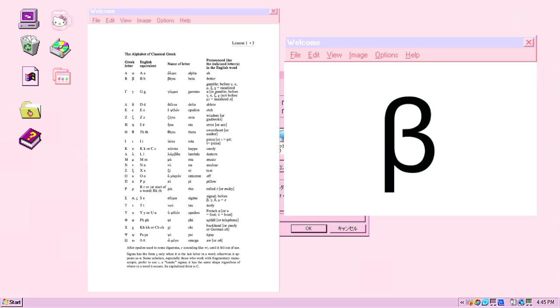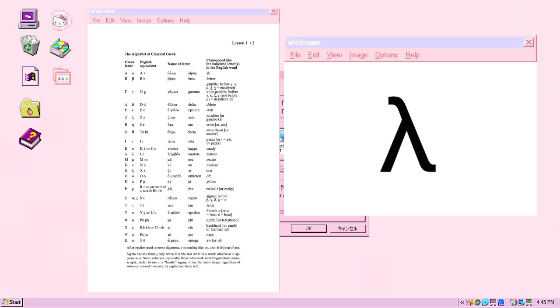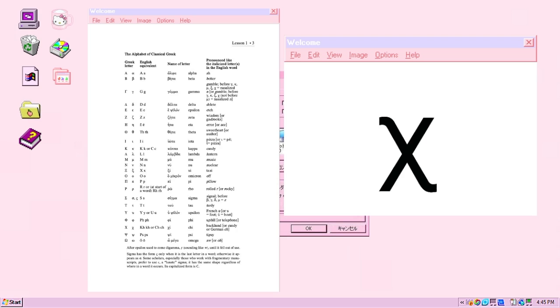Alpha, beta, gamma, delta, epsilon, zeta, eta, theta, iota, kappa, lambda, mu, nu, xi, omicron, pi, rho, sigma, tau, upsilon, phi, chi, psi, and omega.